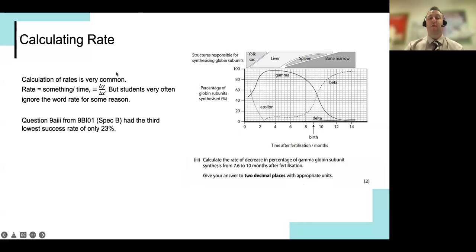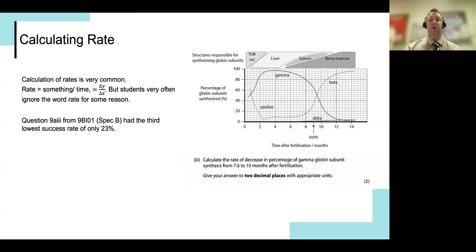I do think, when you first look at a question like this, it's very dynamic. There's a lot of information. It's not a straightforward set of data. There's a lot going on in this particular set of data. You can see first of all that you've got your time after fertilization in months at the bottom. You've got your percentage of globin subunits synthesized on the y-axis. You can see up the top you've got some information about structures responsible for synthesizing the globin subunits, and then you can see the different subunits there, gamma, beta, epsilon, delta within the graph as well. So there's a complex piece of information to look at.